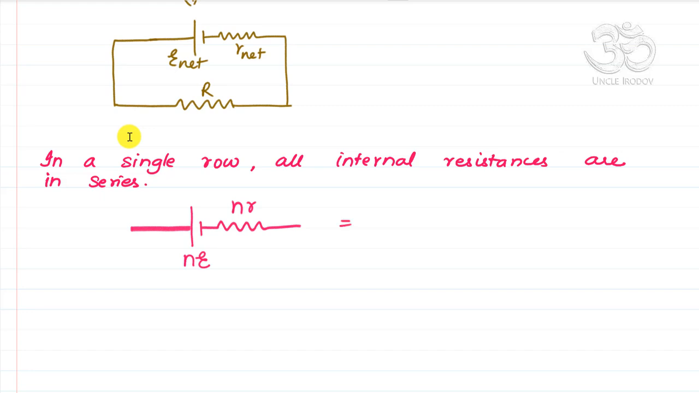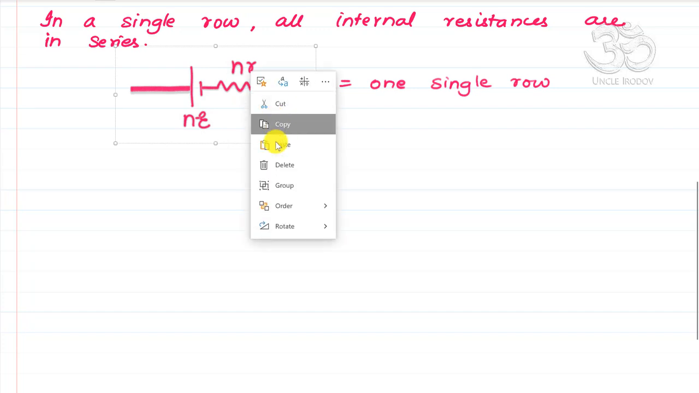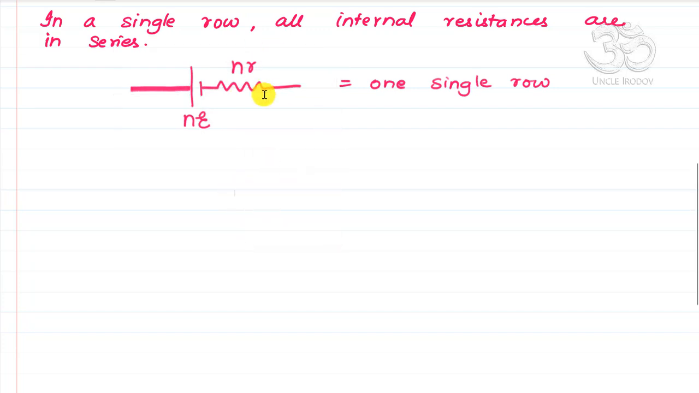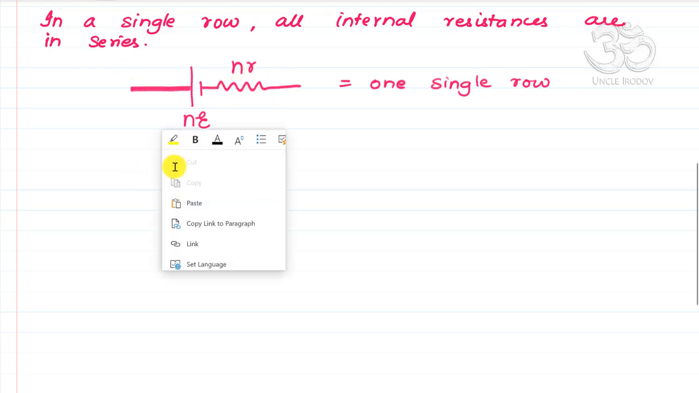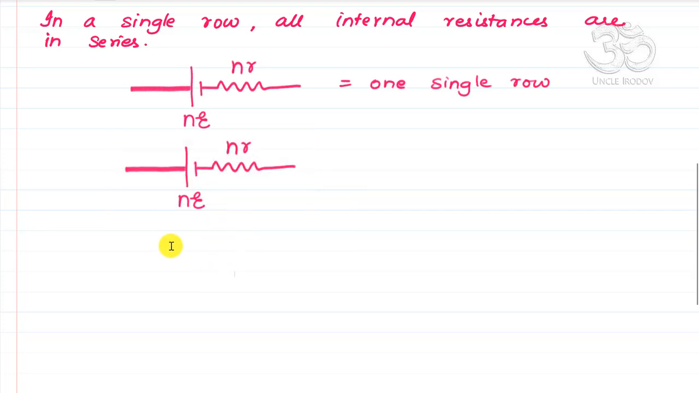So this is one single row, and there are m such rows. Let's say there are m such rows, and what will happen with those m rows? You know that in each of those m rows we will have the same kind of arrangement. So there will be a cell of EMF nE, and it will be facing leftwards. There will be one R here whose value will be nr. Right, so we will have the internal resistance of that equivalent cell in each row equal to nr. And there are m such rows, and we need to find out the equivalent of all those m rows.